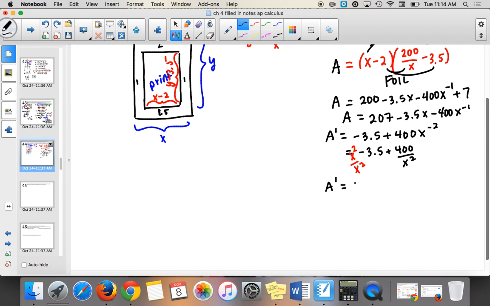So I have A prime equals (400 minus 3.5x squared) all over x squared.